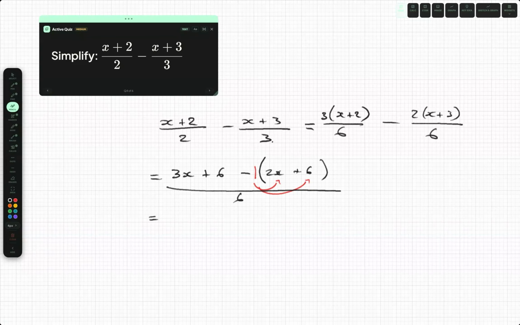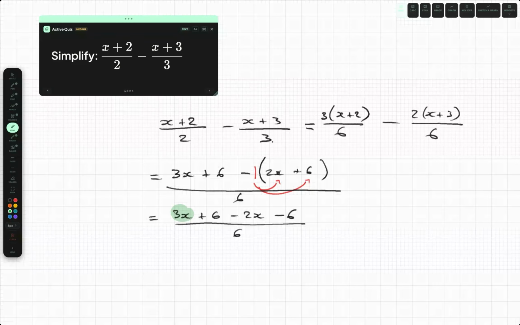So we end up with 3x plus 6 minus 1 times 2x is minus 2x. And minus 1 times 6 is minus 6. Now we have our signs effectively applied consistently, and we can look at simplifying or collecting our like terms and then simplifying. Like terms here, 3x and negative 2x, and our positive 6 and our negative 6.